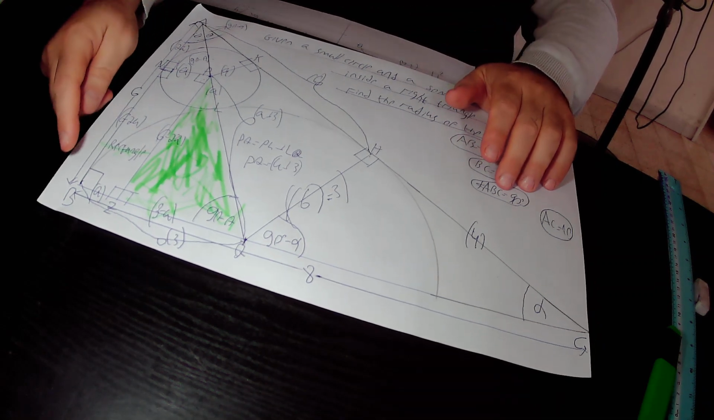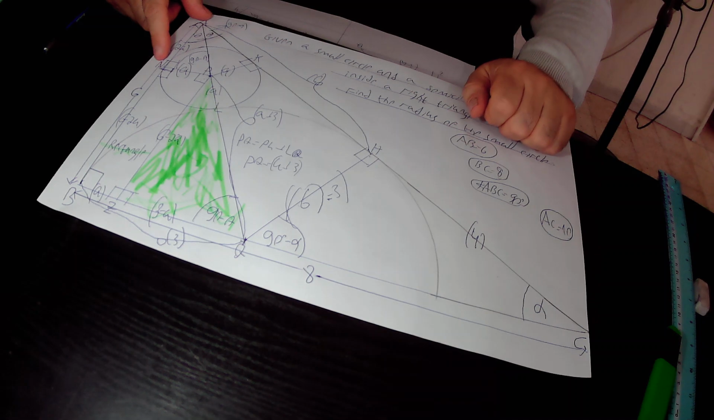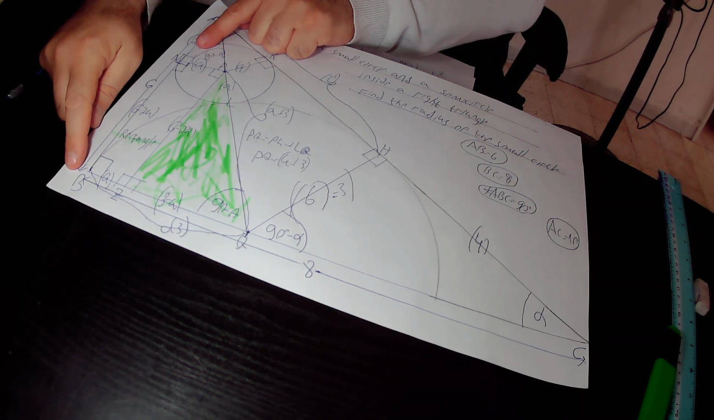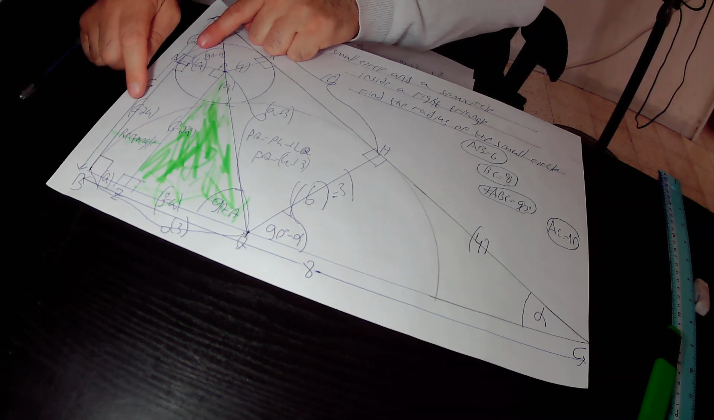AB equals 6, AN equals 2a, therefore the missing side NB must be equal to AB, that is 6, minus AN, that is 2a. So in total, NB equals 6 minus 2a.